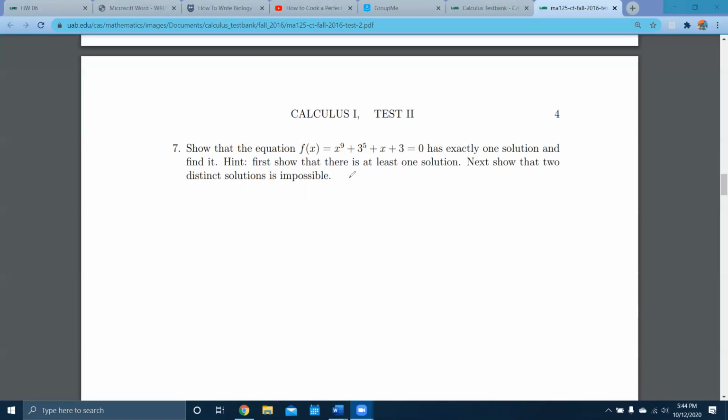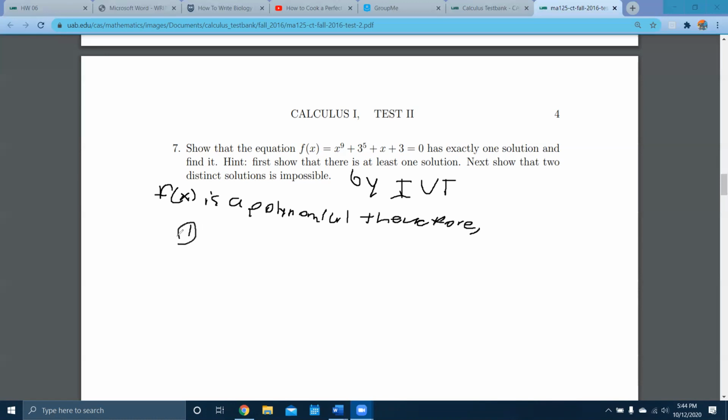Okay, well, I guess it's a good thing here. So we're just going to solve this one by IVT, intermediate value theorem, I'm pretty sure. But the first thing you have to do is you have to make your statement. Here, our statement is f of x is a polynomial. Therefore, for 1, f of x is continuous everywhere.